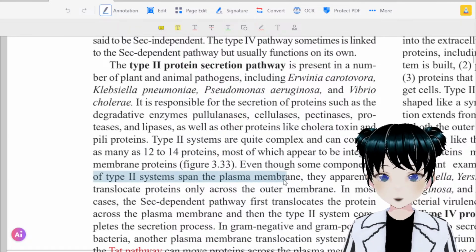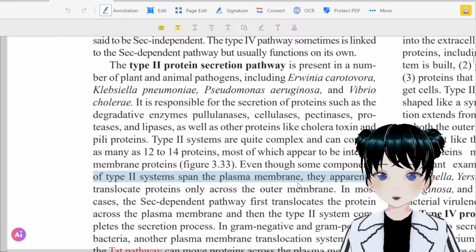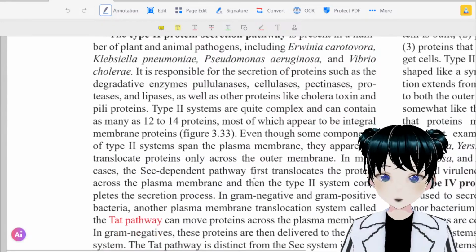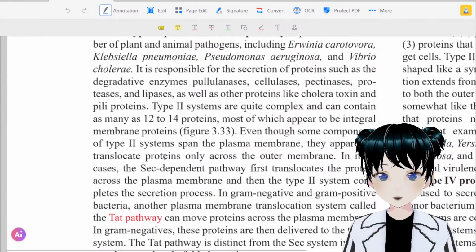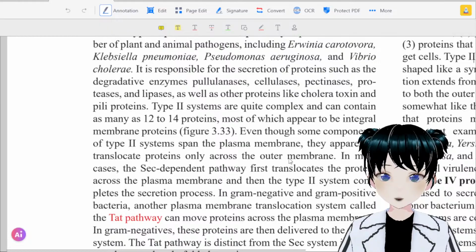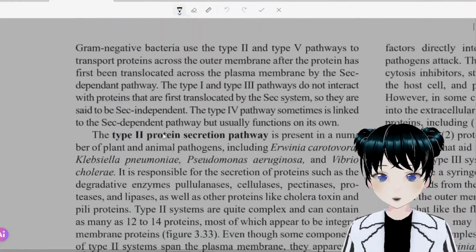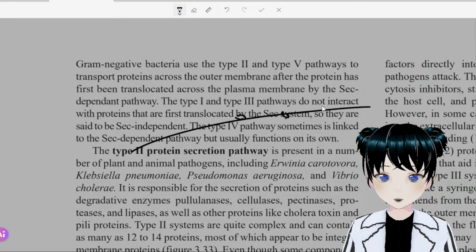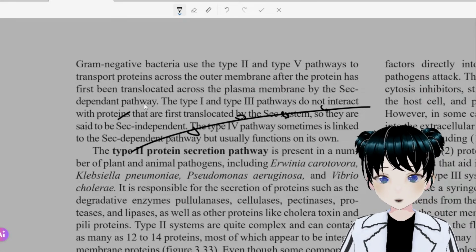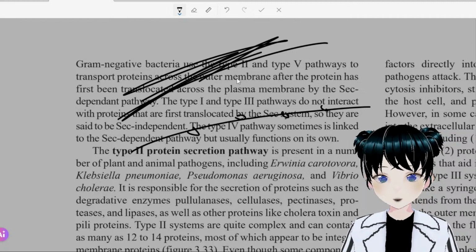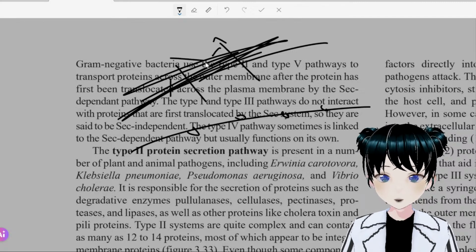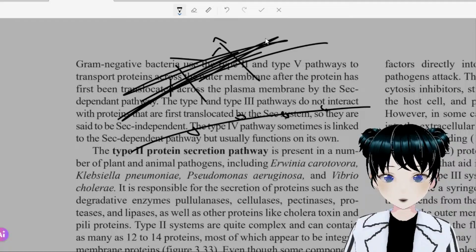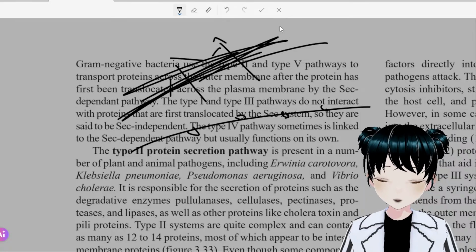Even though some components of the type 2 system span the plasma membrane, they are saying most of the proteins are on the plasma membrane. They apparently translocate proteins only across the outer membrane. Even though they have proteins in the plasma membrane, they only work to transport outside the outer membrane. So this doesn't count as the plasma membrane. This one counts.